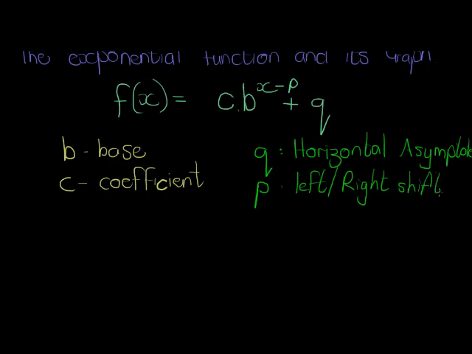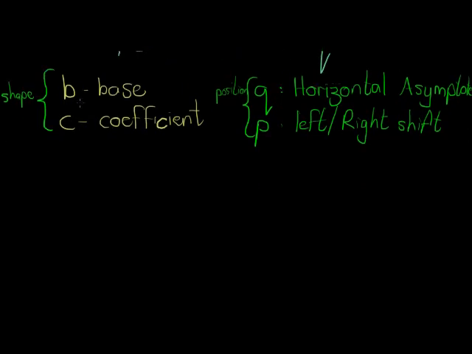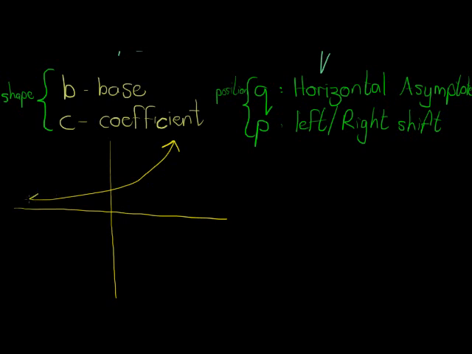From this you'll notice that these two determine shape, and those two obviously determine position. So we have direction or shape, and we have position. So let's have a look at what types of shapes we can get. The position is easy, that's just moving the shape up and down. While the most basic shape looks like that.